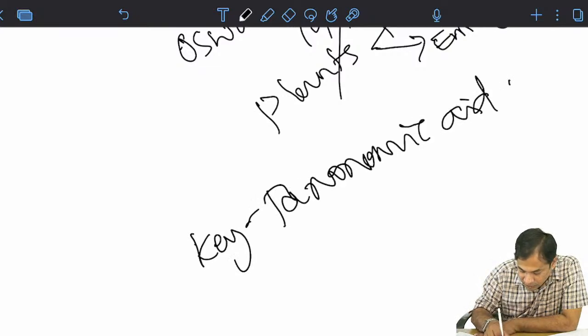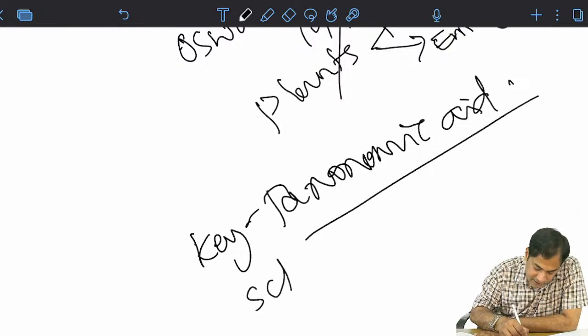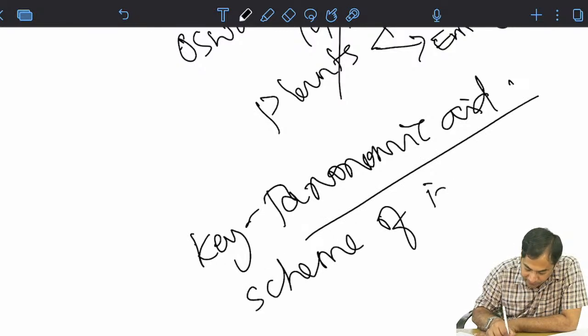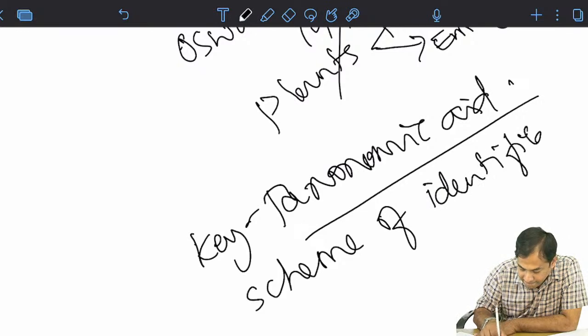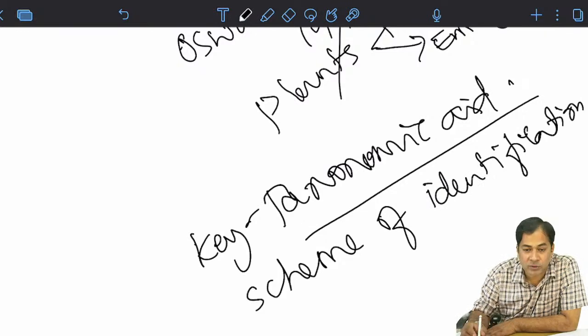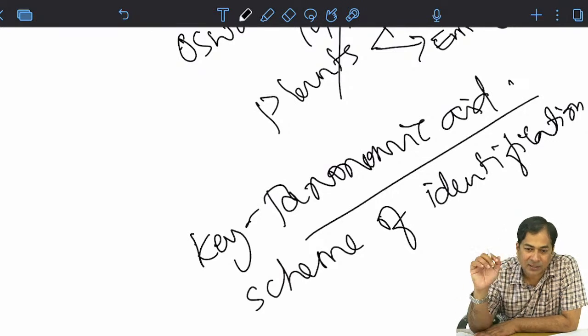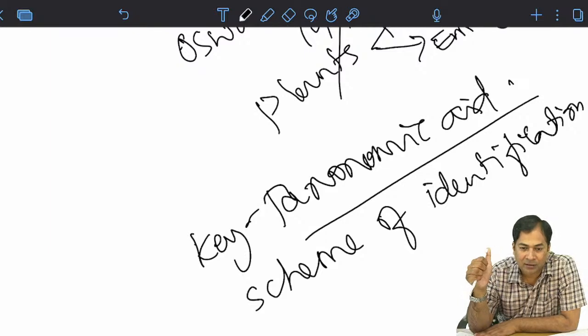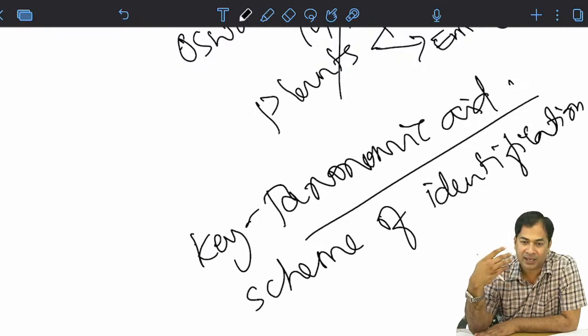A key is a taxonomic aid, or it is a scheme of identification. What we do here in a key is ask questions. By asking questions, we will find out which animal or which plant or which insect it is. This is the same as a game we used to play where I keep one person or one animal in my mind. I will not tell you which animal or which person it is. You have to ask questions, and I will answer only yes or no.